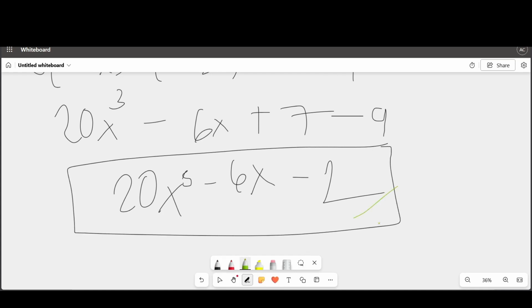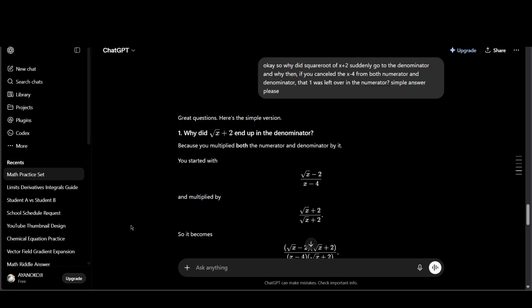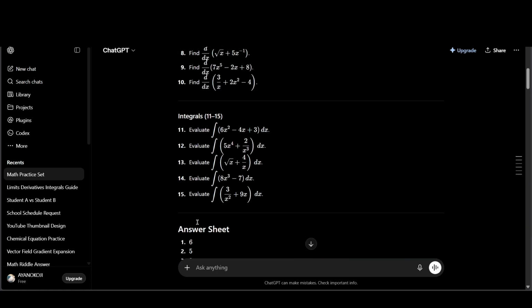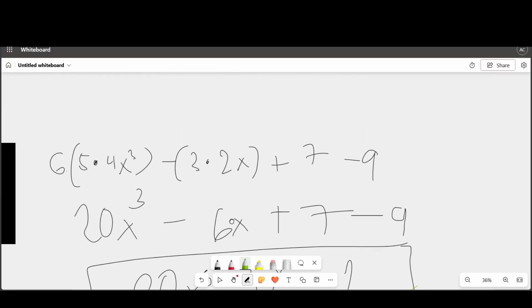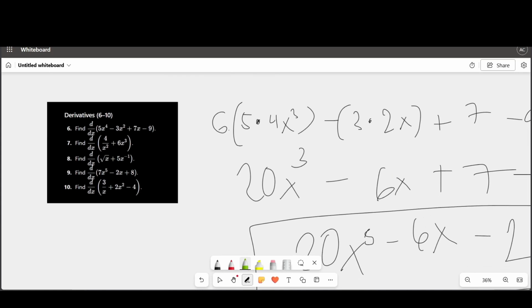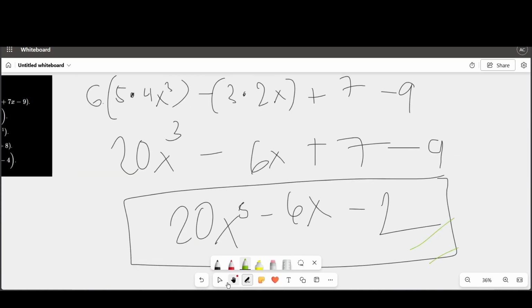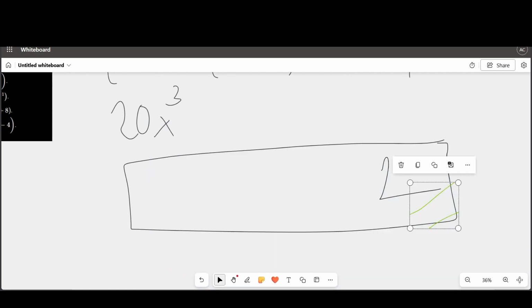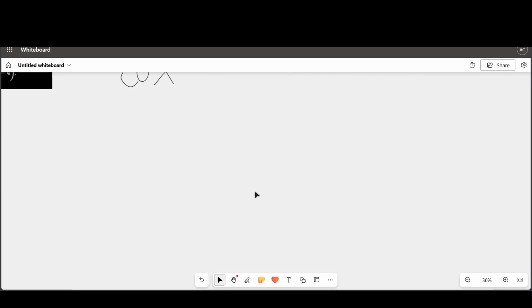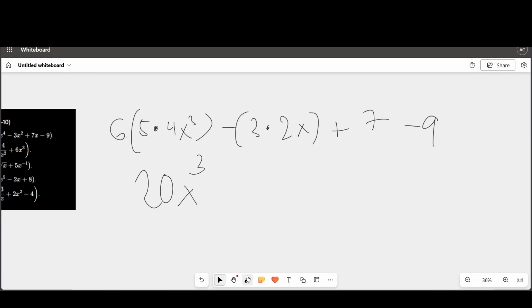Let me just check the answer sheet here to confirm. I have so many questions over here. Hold on, buddy. Oh, it's a 7x. Oh my god. So I did have a little bit of a blunder here. I differentiated the x from 7x when it's actually supposed to be just left there.